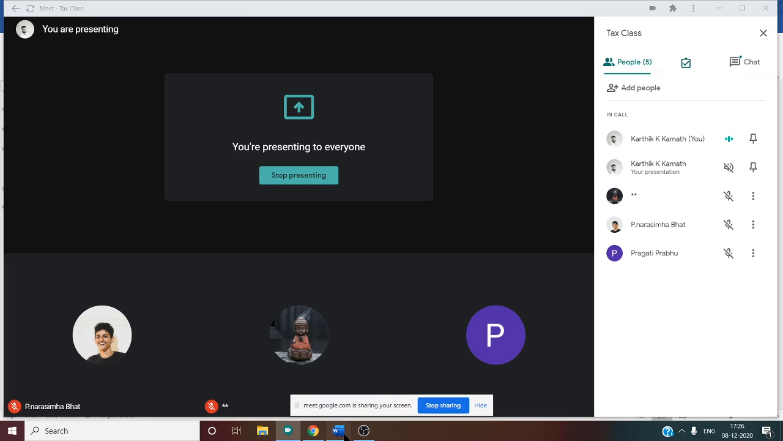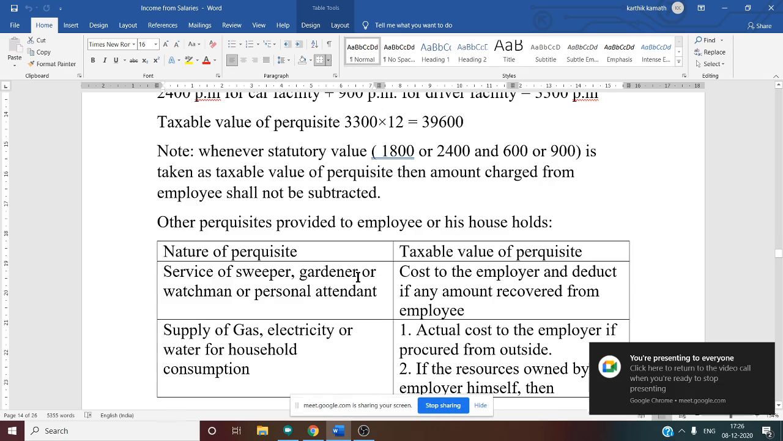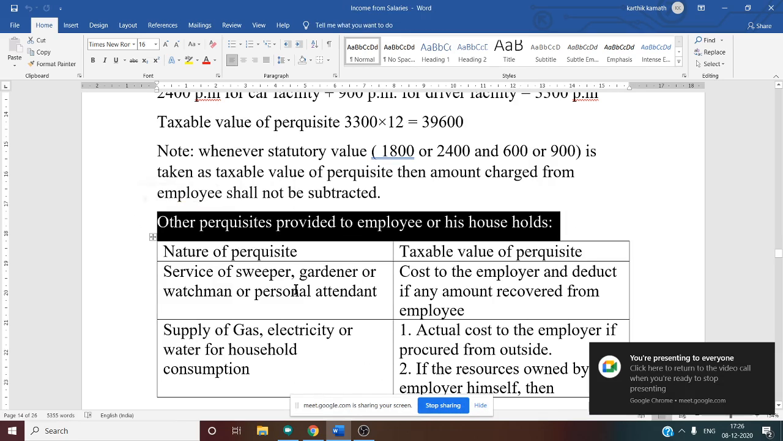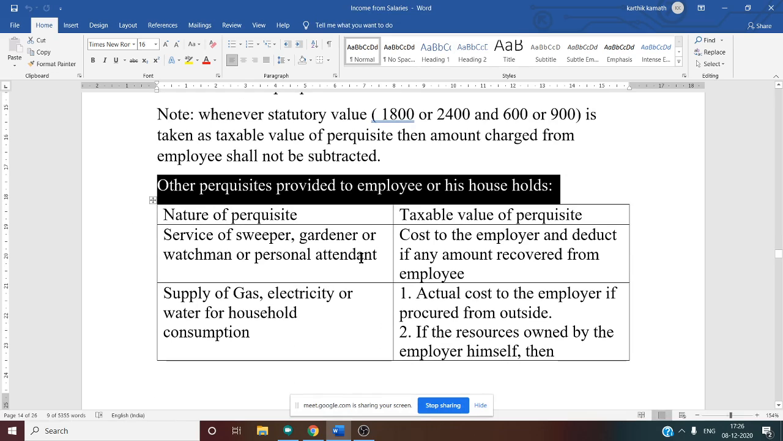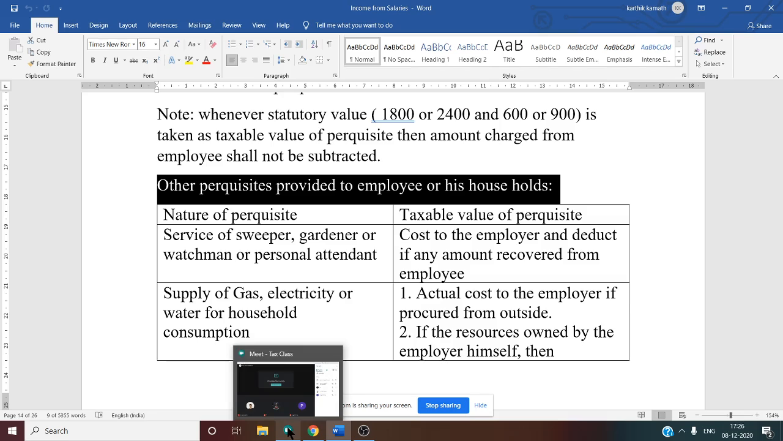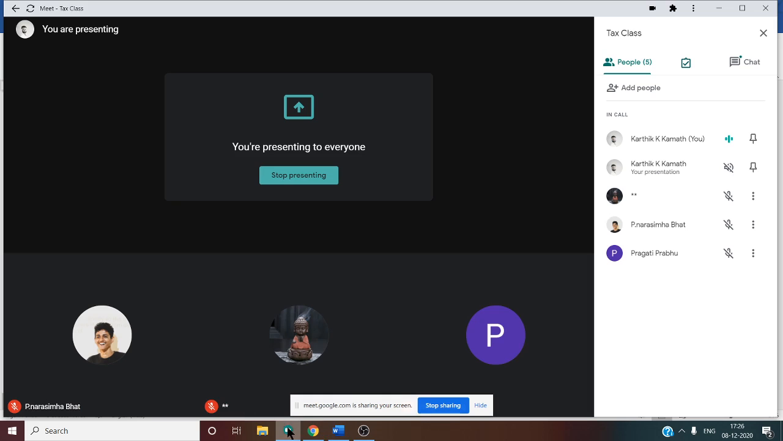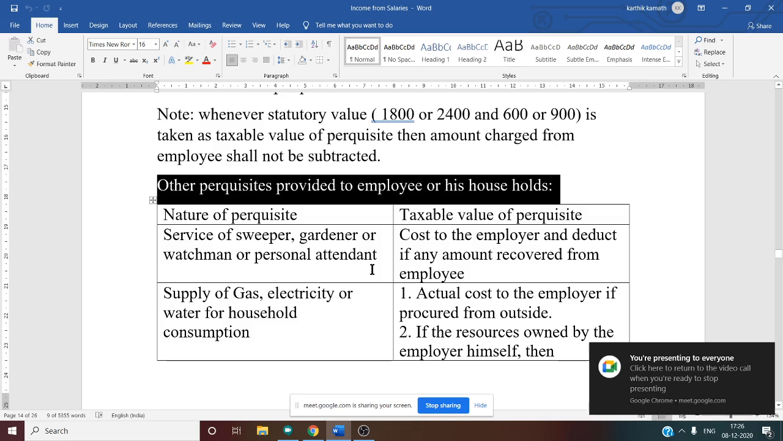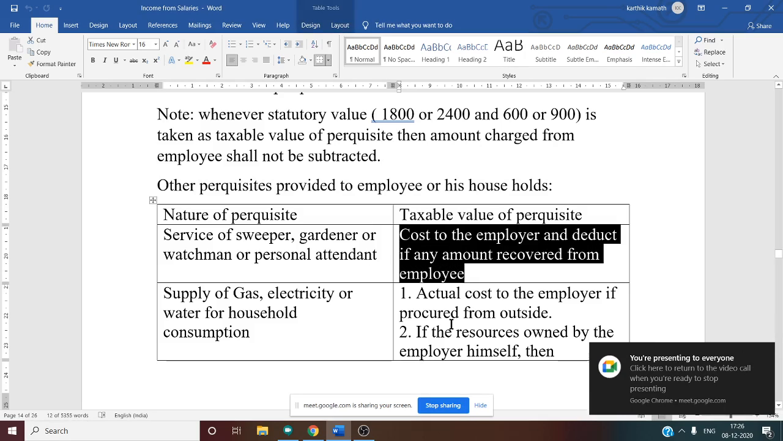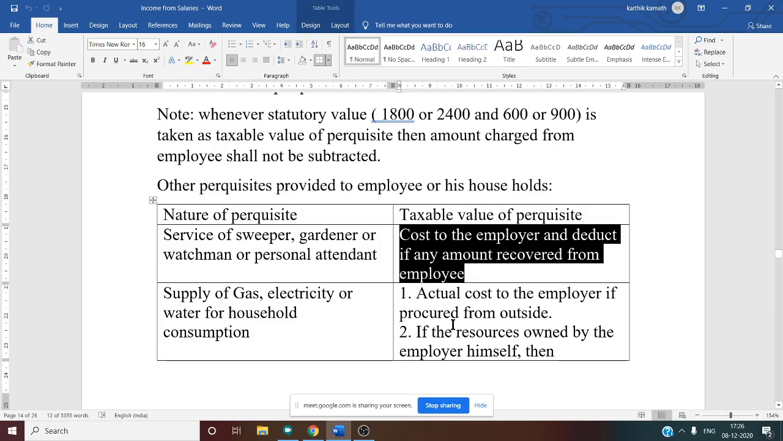See this, next thing we have to see is other perquisite provided to employee or his household. Certain rules are there that we have to see. So suppose employee is given with sweeper, gardener, watchman, or a servant or personal attendant. In that case, what happens? Should we take such amount? Yes, see this, there is a rule. Cost to the employer we have to take.